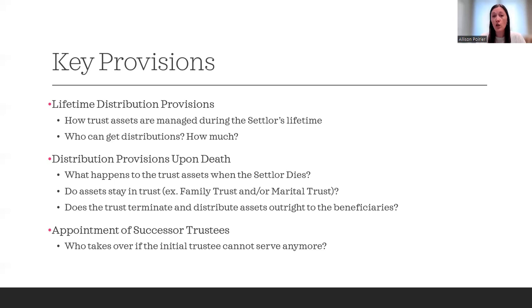And maybe it says if John Smith can't be the trustee anymore, my spouse, Jane Smith, is now the successor trustee. Or maybe it's my children, Sally and Bobby Smith, are now the co-trustees of the trust. But you're always going to want to be mindful of who those successor trustees are, just because, again, there always needs to be a trustee. There always needs to be somebody in charge of the trust. And more likely than not, the settlor has already designated who those people are going to be if it's no longer going to be the settlor as the initial trustee anymore.